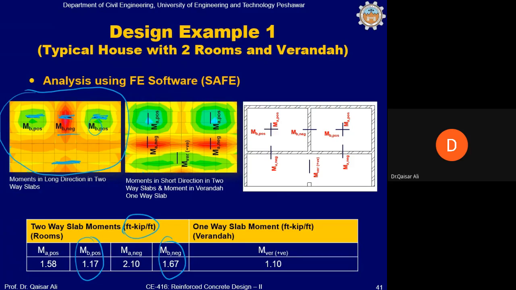Moment along the longer direction in veranda. It will be 0. इस तरह है कि नहीं? Yes, sir. Why? Because shorter direction में जाएगा, because there will be no load transfer along the longer direction, so it will be almost equal to 0.